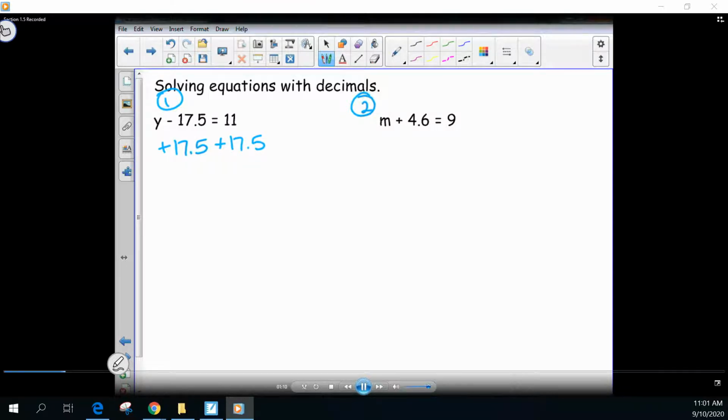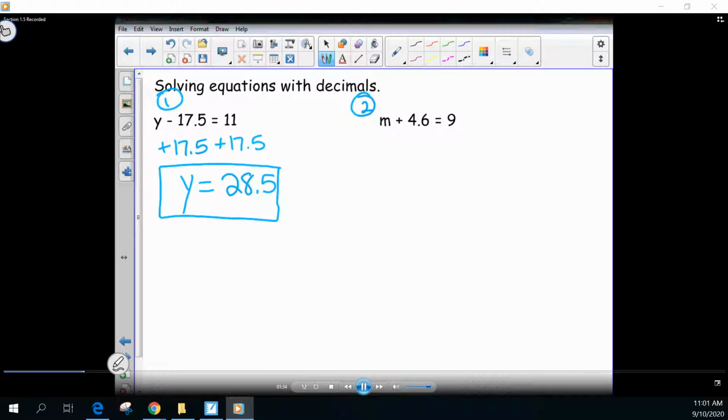So on the left-hand side, negative 17.5 plus 17.5 cancels each other out, and I would drop down y. And then on the right-hand side, I need to add 11 plus 17.5, which equals 28.5. So my answer would be y equals 28.5.